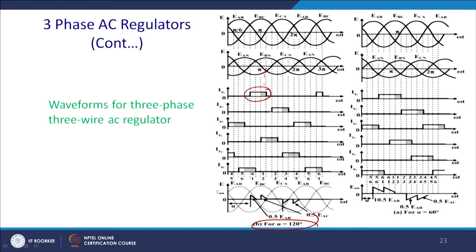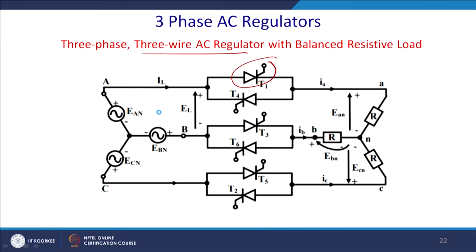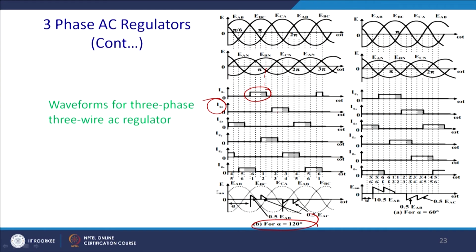Similarly, you will have another positive side thyristor, that is Ig3. See that this is actually T1 and T4, this is T3 and T6, and this is T5 and T2. So, another positive thyristor will be triggered here, actually at an angle of 120 degree.